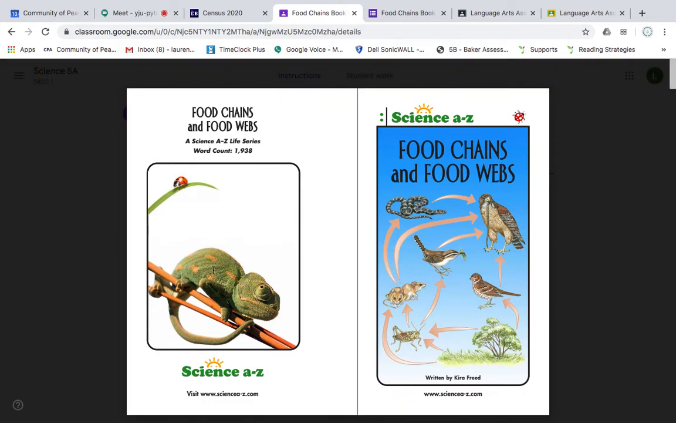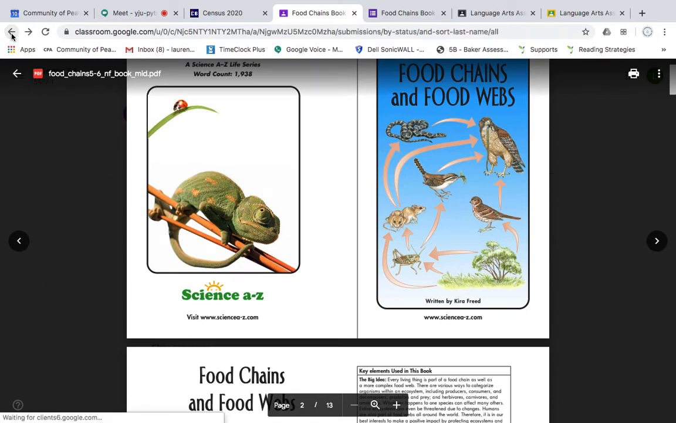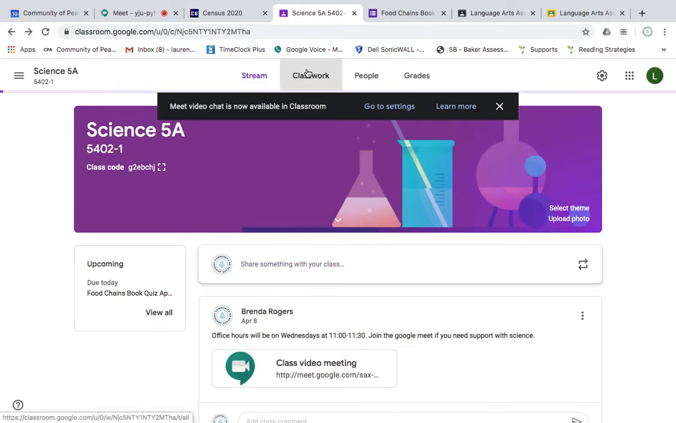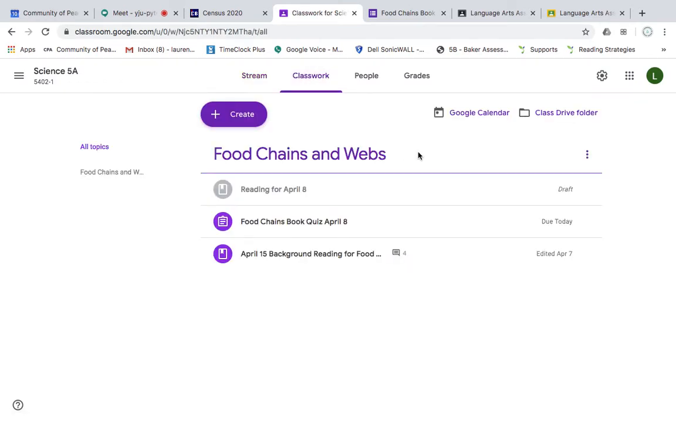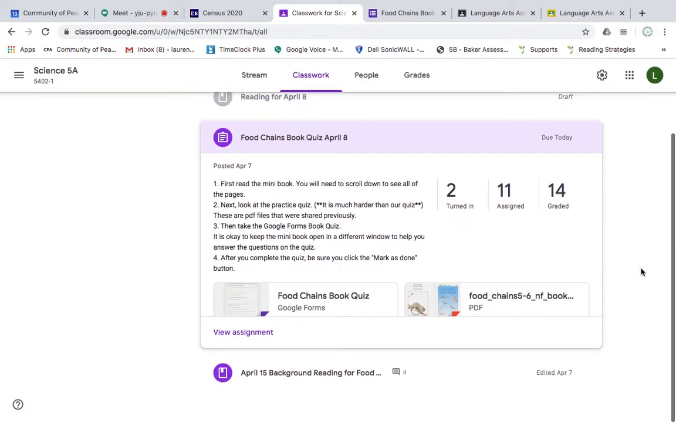So the first thing you need to do for your science is you need to read the science mini book. So in your science, if I go back to it, and you go to classwork, due today you have a food chains book quiz. So I am going to look at this. It says first read the mini book, and that's what we're going to do.